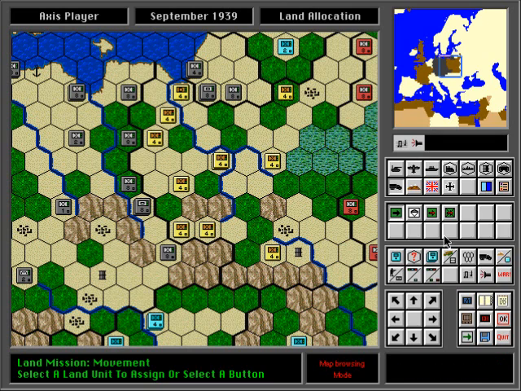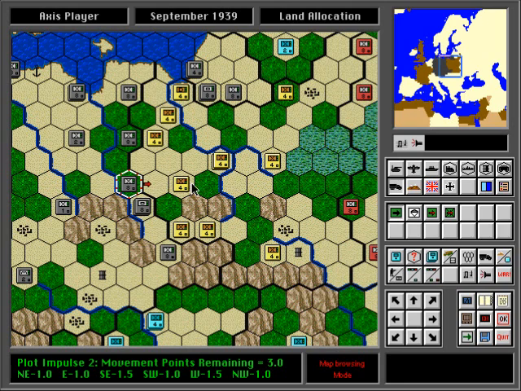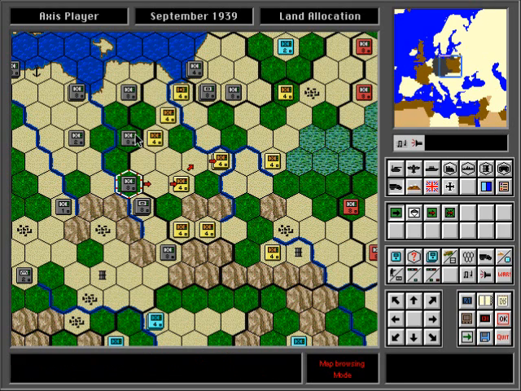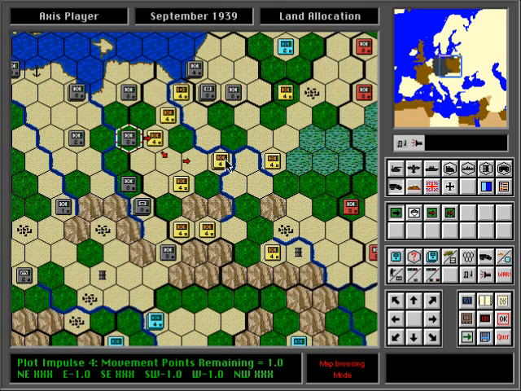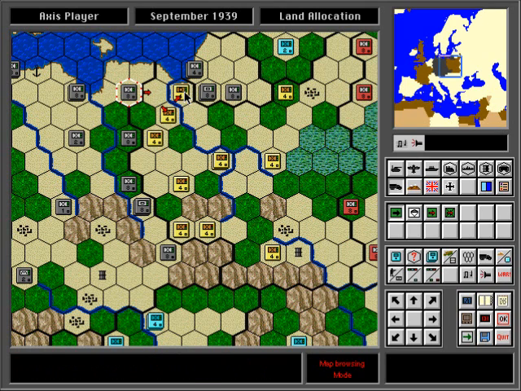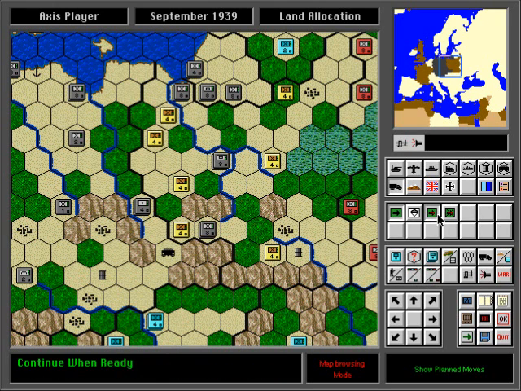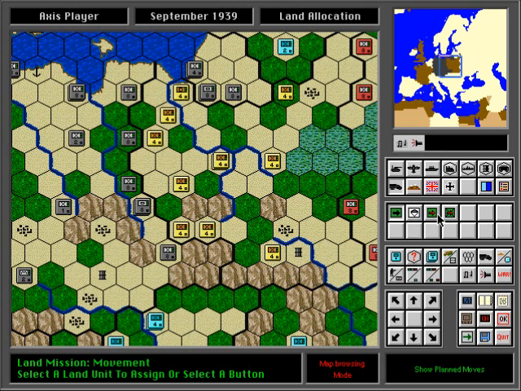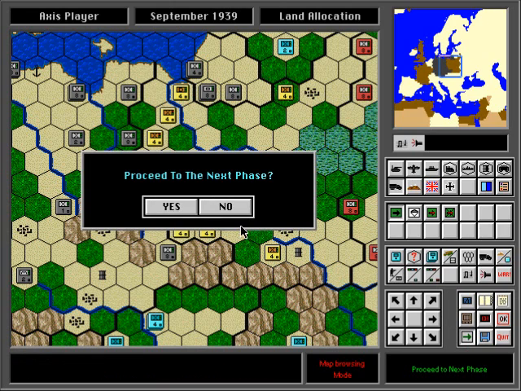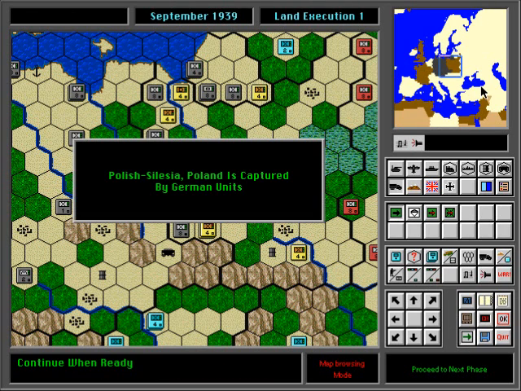So we're going to send our southernmost infantry unit to take Krakow and Polish Silesia. We will take these 2 infantry units and move them into Warsaw, like so. We'll take this infantry unit and end it in Danzig, and then we'll take our armor and also move it into Warsaw. So again, using the show plan moves, you can tell we're taking every single city that we intended to take. So we will continue to the next phase.